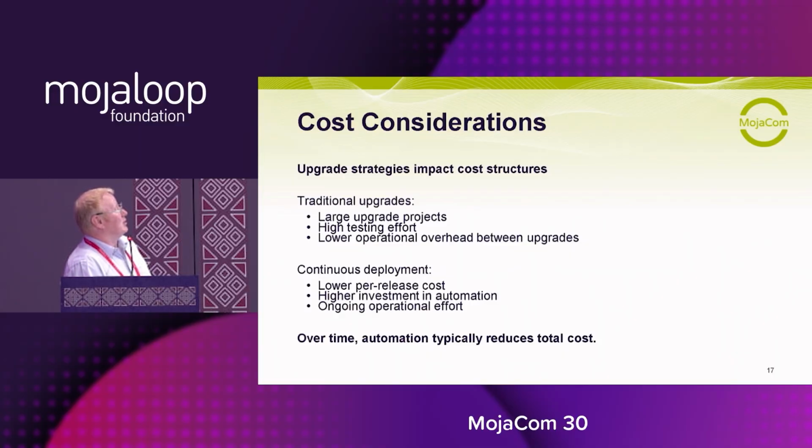Cost structure as well. Traditional upgrades, bundling everything up into a few large releases, has a certain cost profile. The testing is expensive, the risk is large, but you make savings because your operations don't have to adjust quite so frequently. You have to work out how that balances against the other side of the coin with a continuous deployment model, the lower per release cost, but the higher investment that's required in automation and making sure your operations team are able to manage this process. But one strong key takeaway there, automation will reduce your cost.